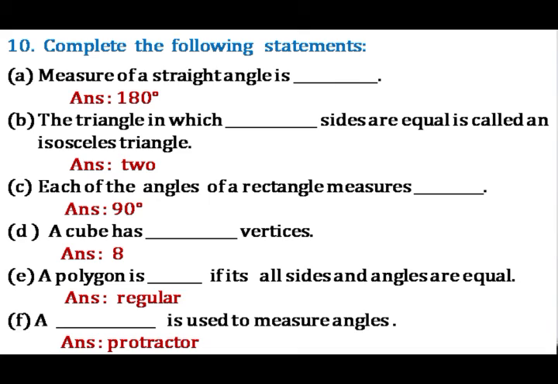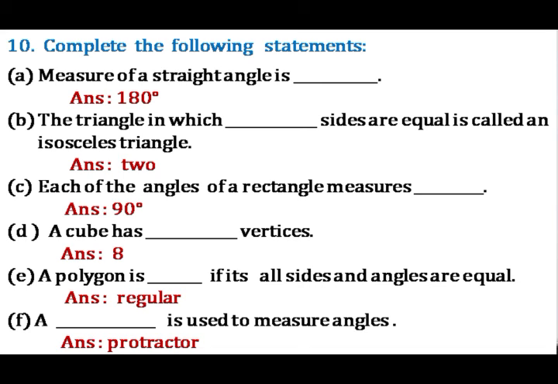The triangle in which dash sides are equal is called an isosceles triangle. So the correct answer for the blank will be 2. A triangle in which two sides are equal is called an isosceles triangle. Each of the angles of a rectangle measures 90 degree. A cube has dash vertices. What will be the correct answer? The answer will be 8. A cube has 8 vertices.